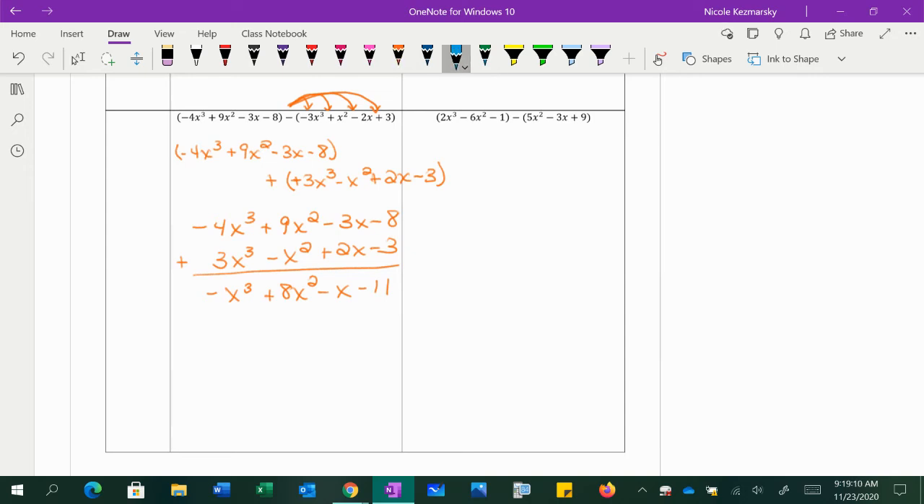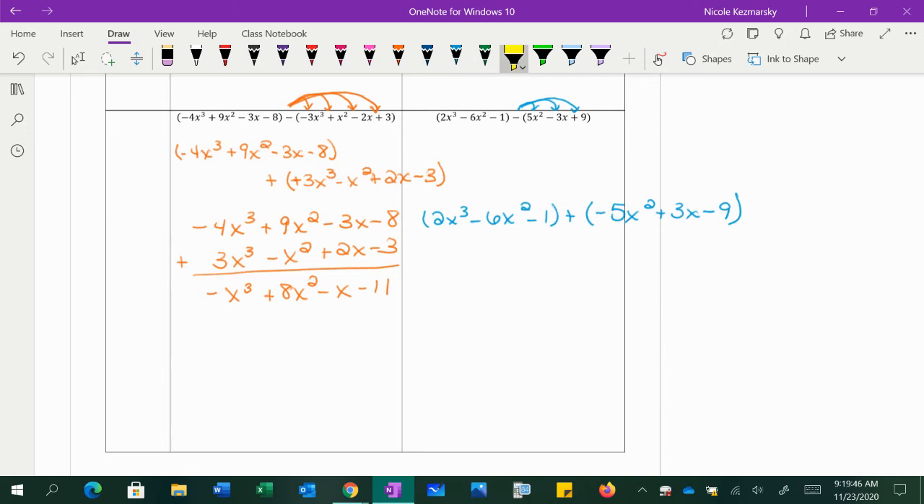Last example on this page for subtraction, we're going to distribute again. And then as you're grouping, well, let's write this out first. So if I write this out down here, I'm going to have 2x cubed minus 6x squared minus 1 plus, and then flip your signs, minus 5x squared plus 3x minus 9.